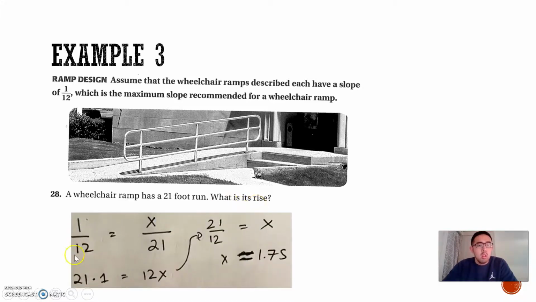Rise to run is 1 to 12, which means I have to set this equal to x over 21, because my 21 is my run and my x is my rise. When I take the cross product, I get 21 times 1 is equal to 12x. Then I divide by 12 and I get x is equal to 1.75. I didn't put the units there, which is my boo-boo, but this should be 1.75 feet.